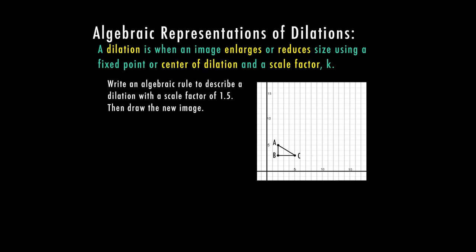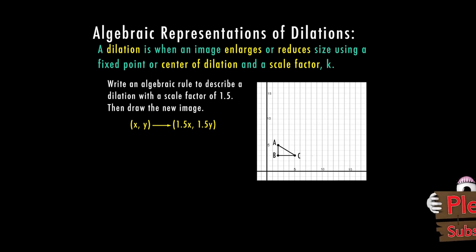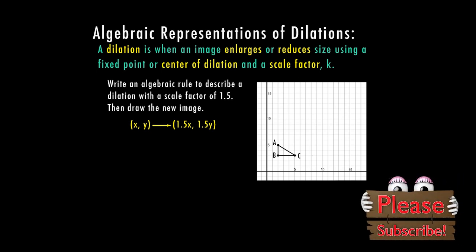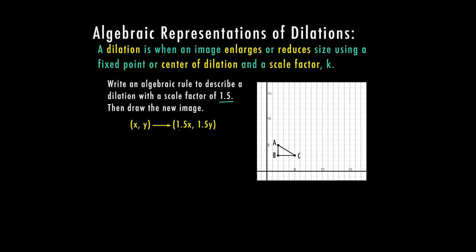So here we have our original triangle ABC. We're going to write an algebraic rule to describe a dilation with a scale factor of 1.5, and then we're going to draw our new image. So our rule here is telling us that our x and y values are going to multiply by k, our scale factor. So we're going to multiply 1.5, that's our scale factor, times x, and 1.5 times y. And that's going to increase both of those values by 1.5. And then we're going to have our new points that we can graph.